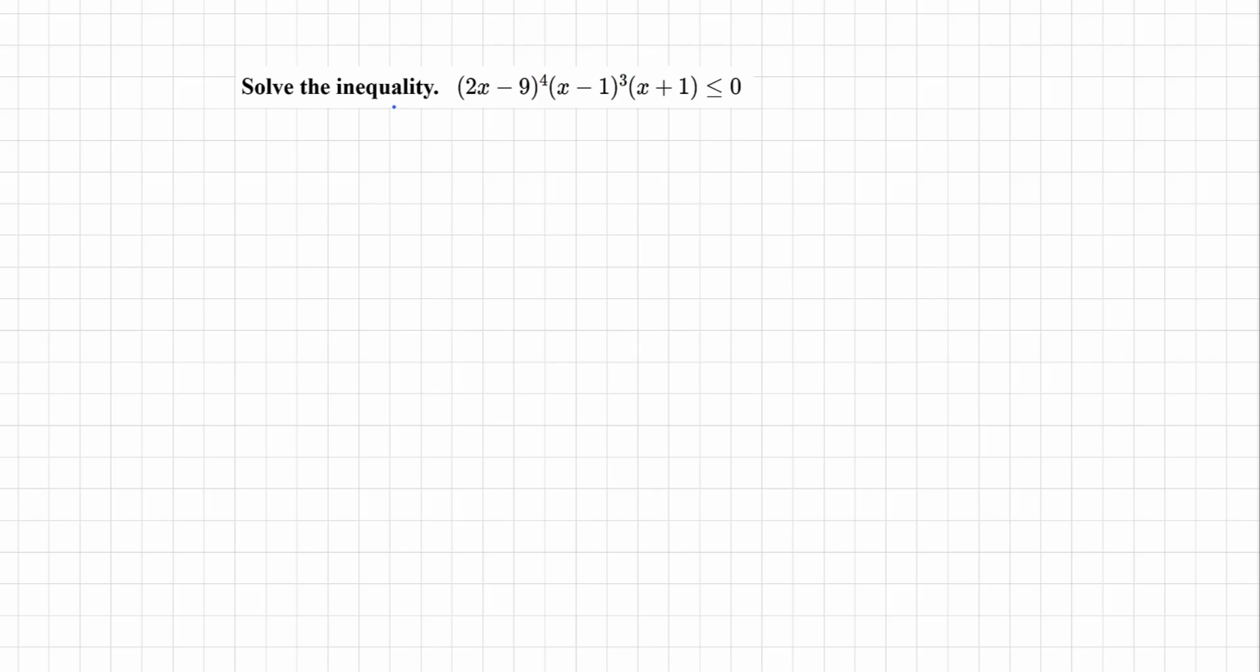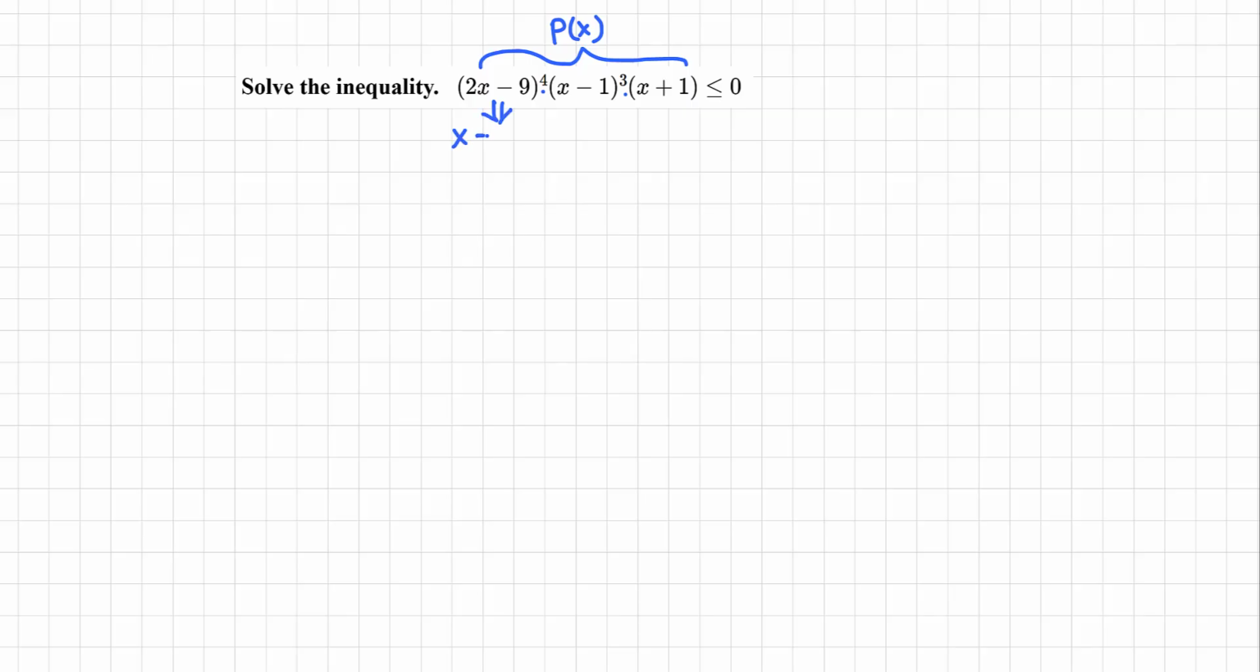Solve the inequality. So we got a product of three factors and we want that to be less than or equal to 0. So this is a polynomial, by the way, if we multiply out, and we've got three factors, and we want this to be less than 0, meaning the product is negative, and equal to 0 as well. So if these are factors, 2x minus 9 becomes 0 when?